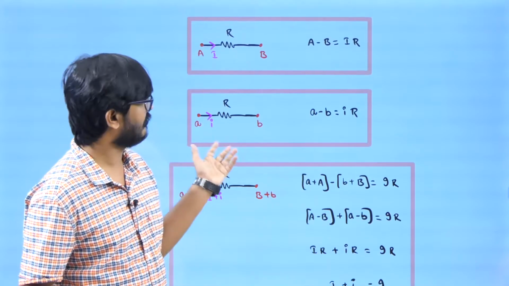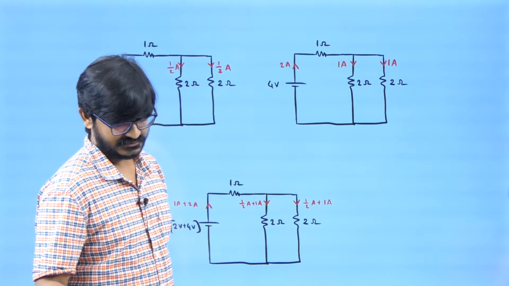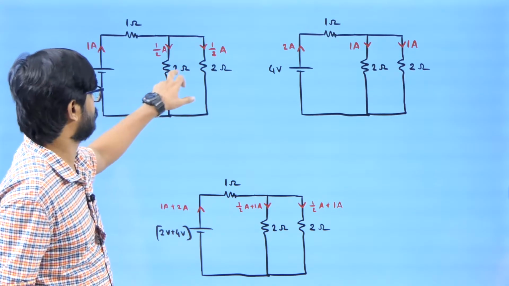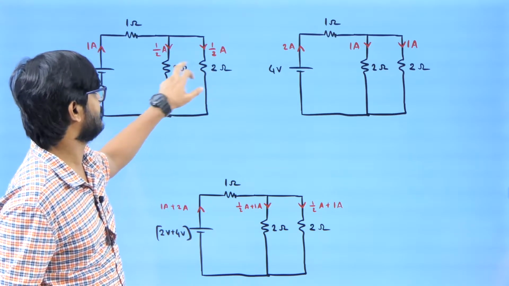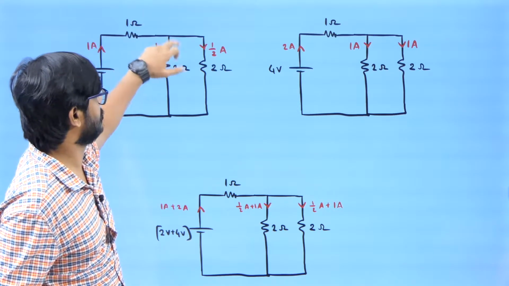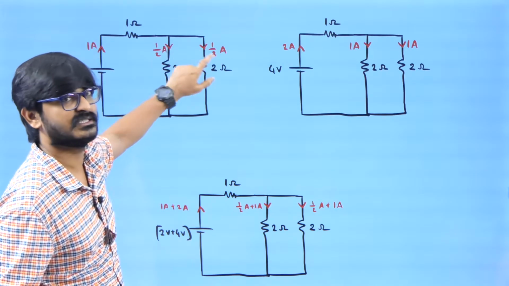Now this one we have already seen, superposition. Now this is one small example to understand. If there is 2 ohm, 2 ohm, 1 ohm, if the battery is 2 volt, then equivalent resistance is 2 and 2, 1 plus 1, 2. So battery is 2 volt, resistance is 2 ohm, so current is going to be 1 ampere. This 1 ampere will split into 2 equal parts, half and half.